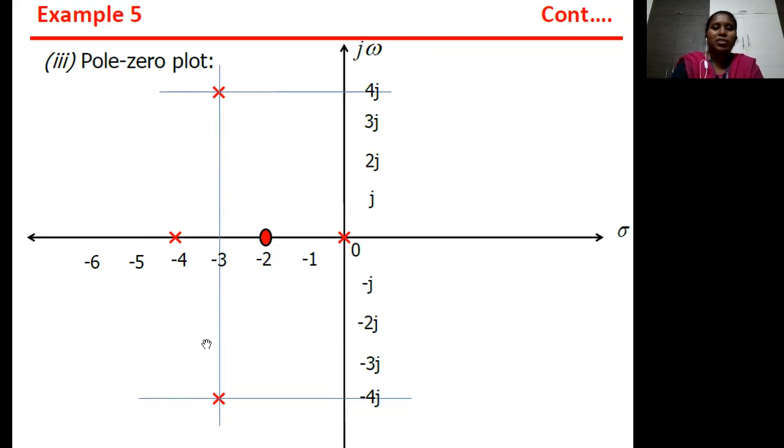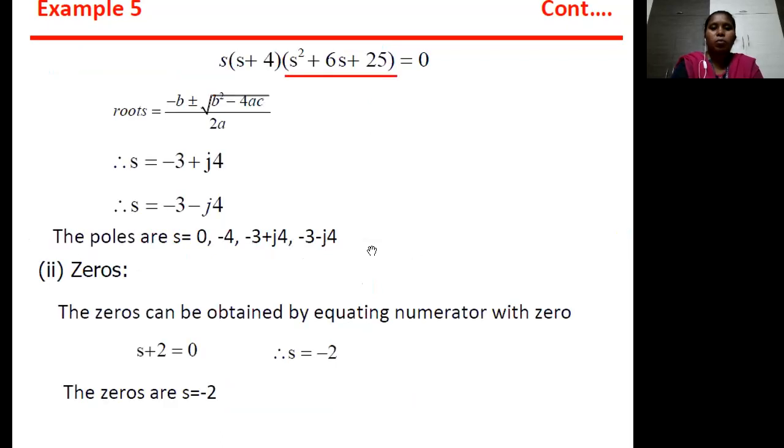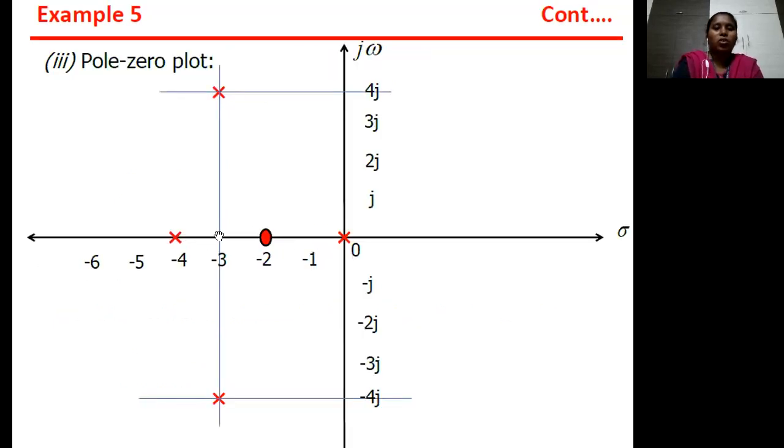So this is the minus 3 axis. On this axis the y value is 0. That means j omega value is 0. But here in the pole which we obtained, the value is minus 3 plus j4. So that's why at minus 3 only, I am drawing the projections like this in parallel to the j omega axis, and from the j omega axis, from where the 4j exists, from that line I am drawing the projections onto the minus 3 axis. So this contact point represents the pole, that is minus 3 plus j4.